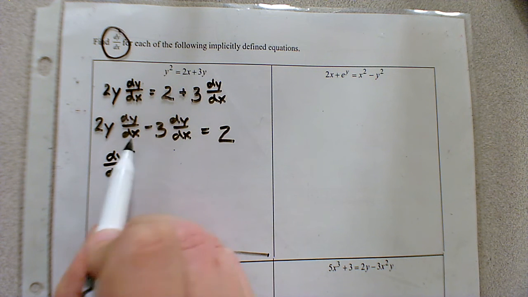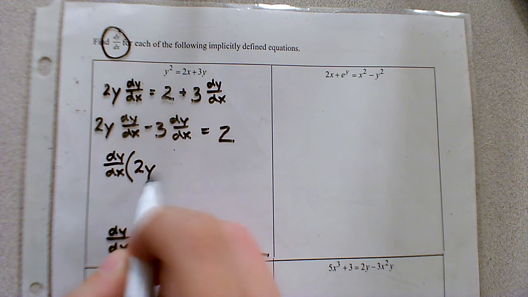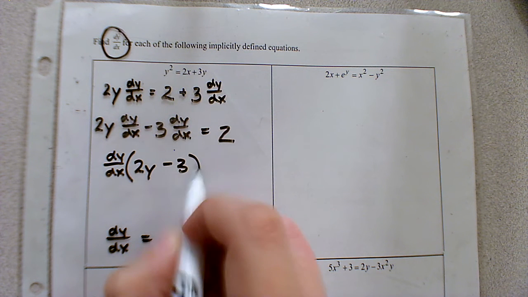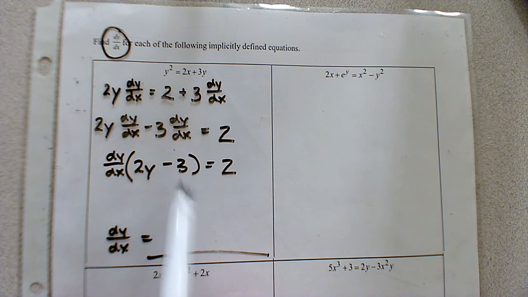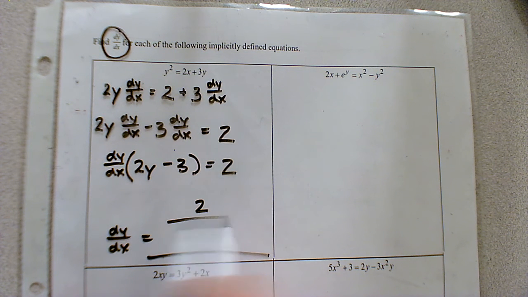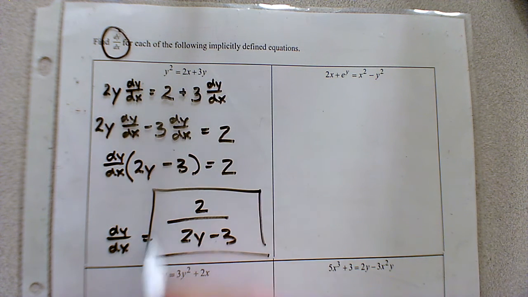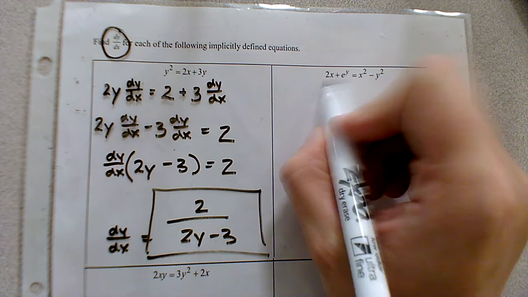So if we pull a dy over dx out of both of those terms, we're left with a 2y minus 3. And in order to get dy over dx all by itself, we can simply divide this 2y minus 3 to the other side. All right, so there is our implicit derivative. Let's go ahead and try the next one.